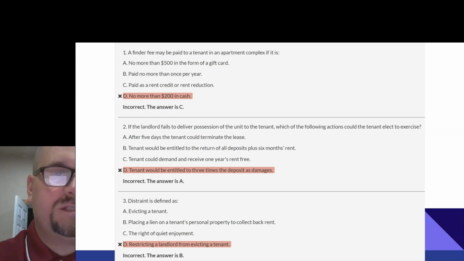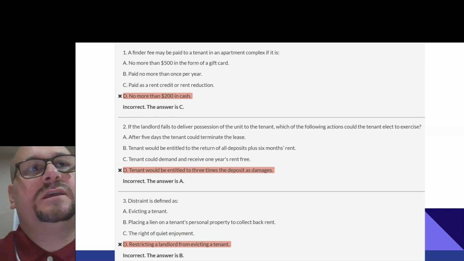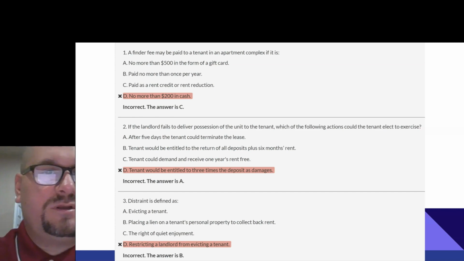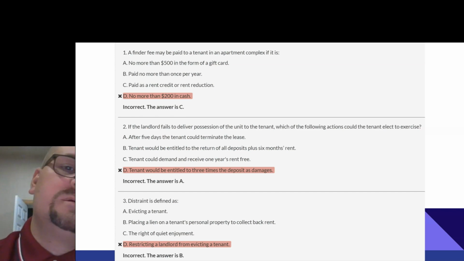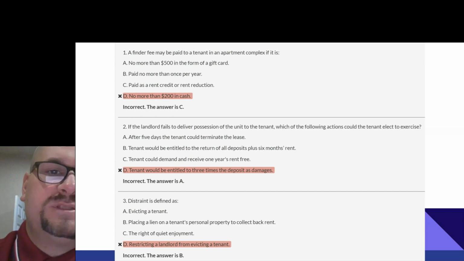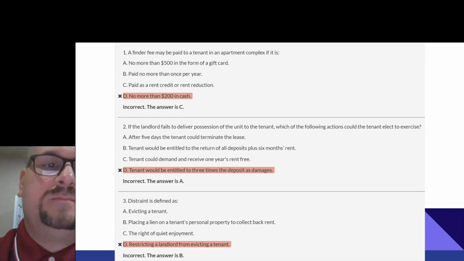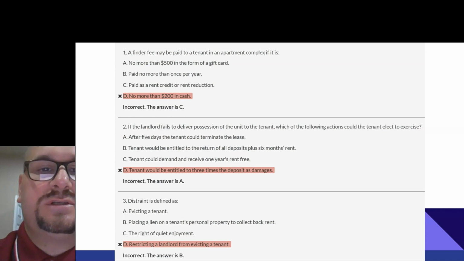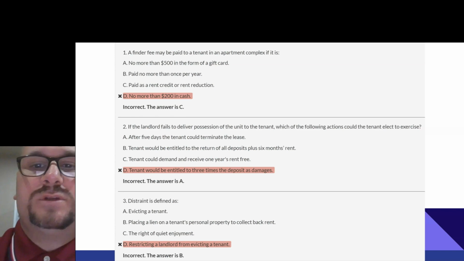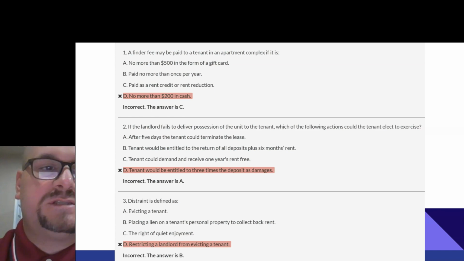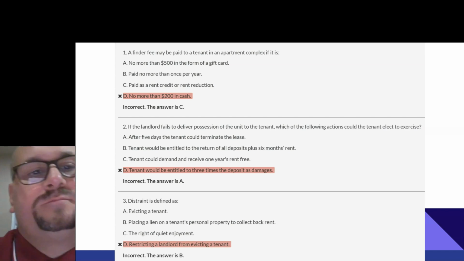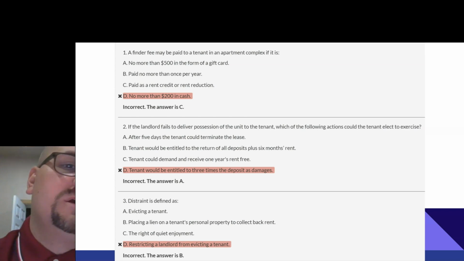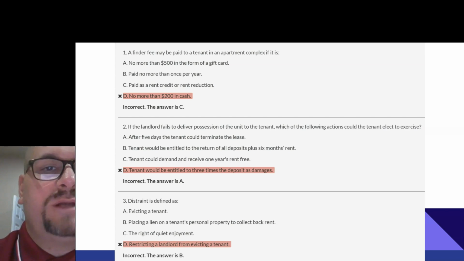After 5 days, the tenant can terminate the lease. So if the landlord fails to deliver possession of the unit to the tenant, right? If the landlord fails to deliver possession of the unit to the tenant, which of the following actions could the tenant elect to exercise? After 5 days, the tenant could terminate the lease. Right, so they could just terminate it without any penalty, because the landlord didn't return the unit back to the tenant.